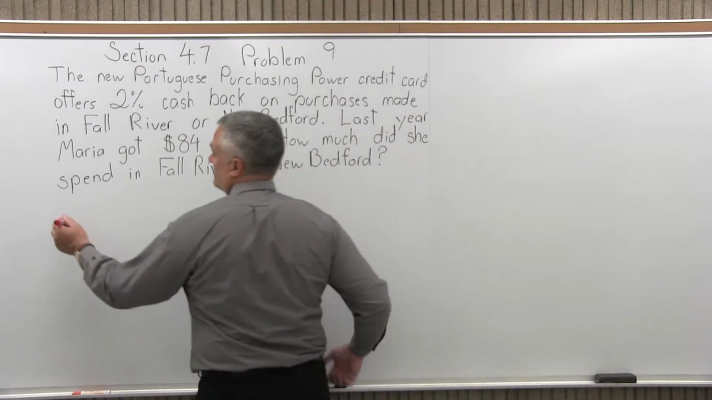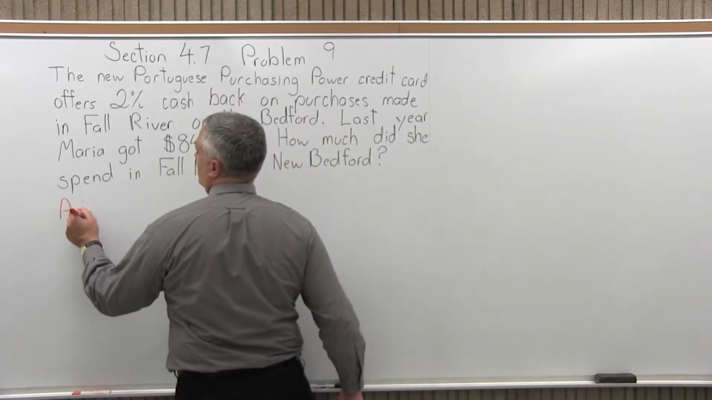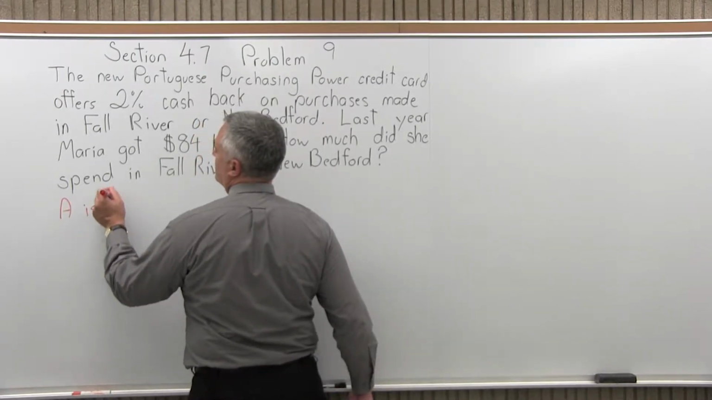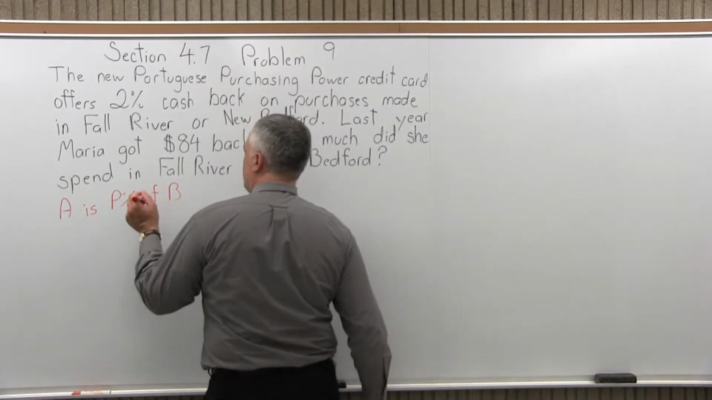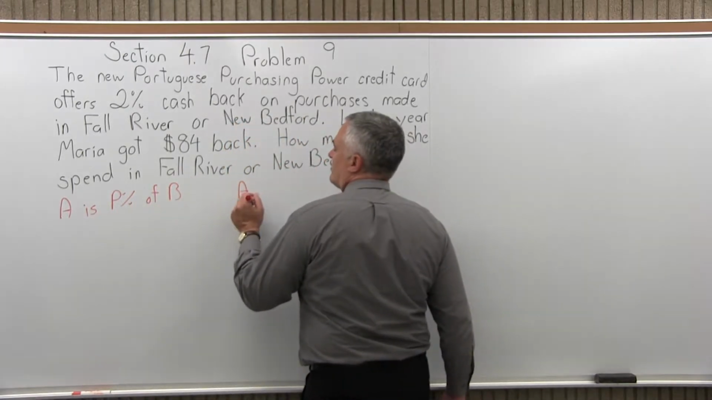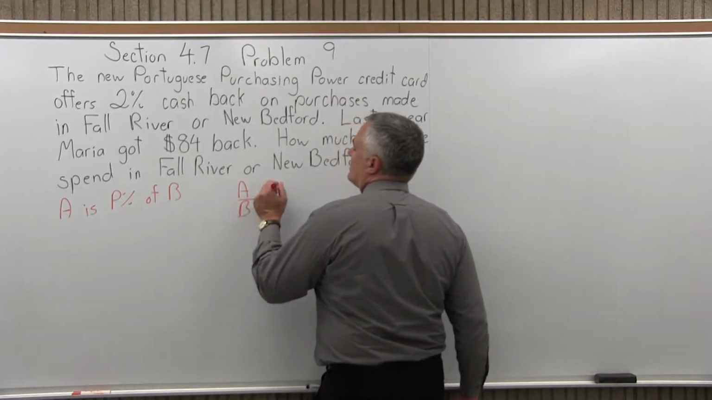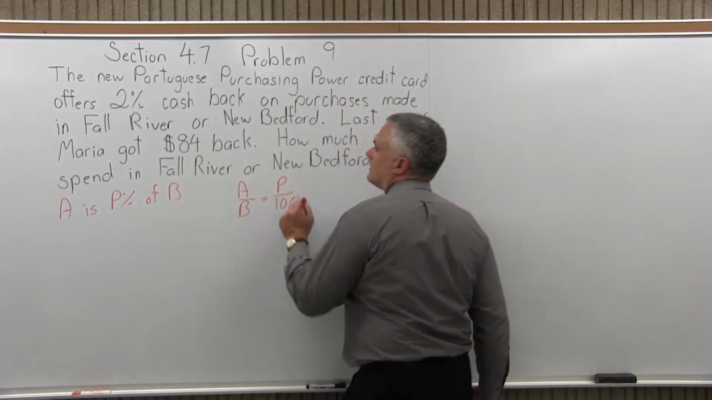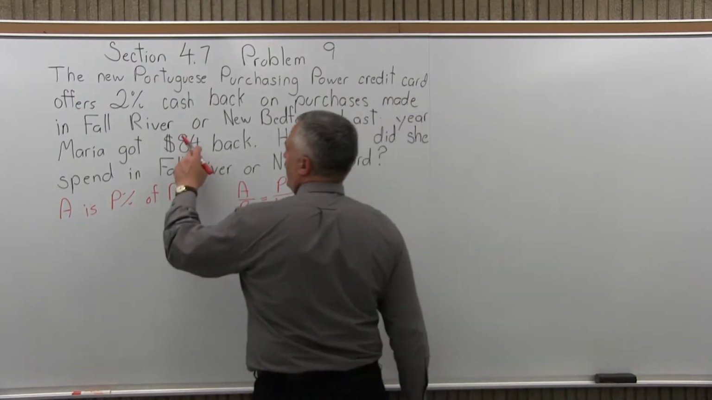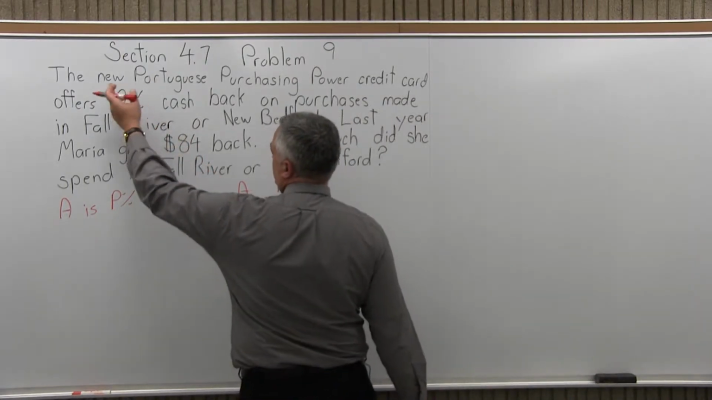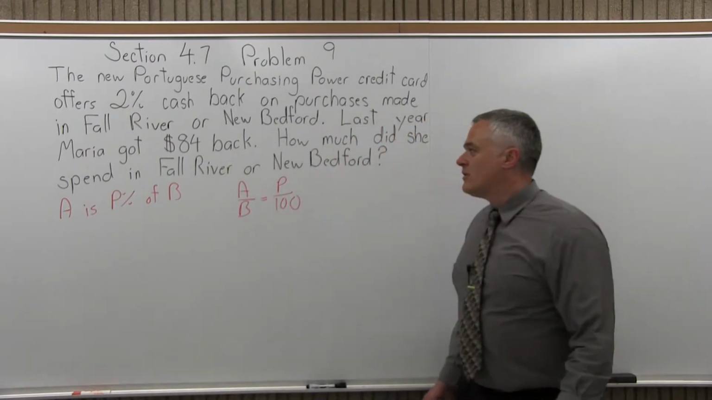With most percent questions, what I like to do is look for the important parts of it, so I can rewrite it as A is P% of B. And once I do that, I plug it into the formula A over B equals P over 100. So what are the parts? 84 is going to be an important number. 2 is the percent.